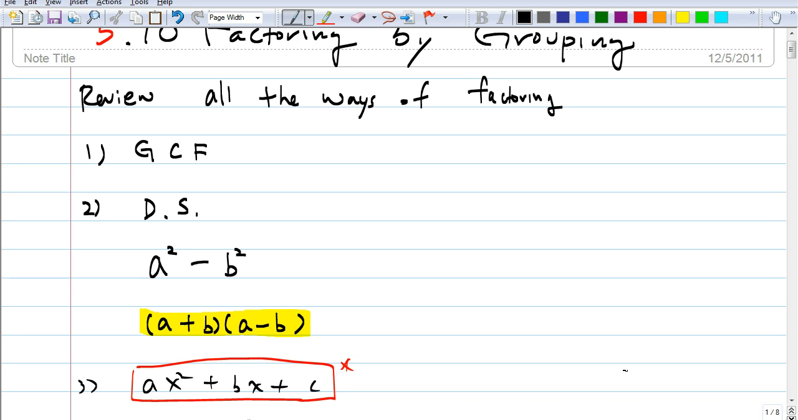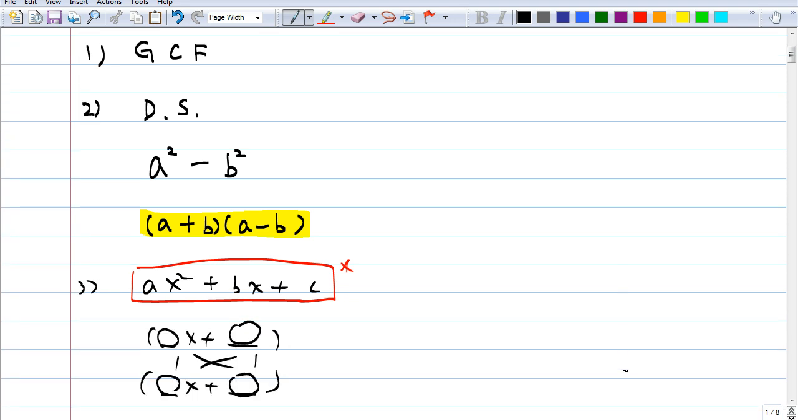No. Remember we started with that, but then we learned how to do this. Remember how to factor this thing. When you multiply vertically, you look for the first and the last term, and then when you do the diagonals, that's how you get the middle term. You guys remember that? So this is all we've been learning so far.